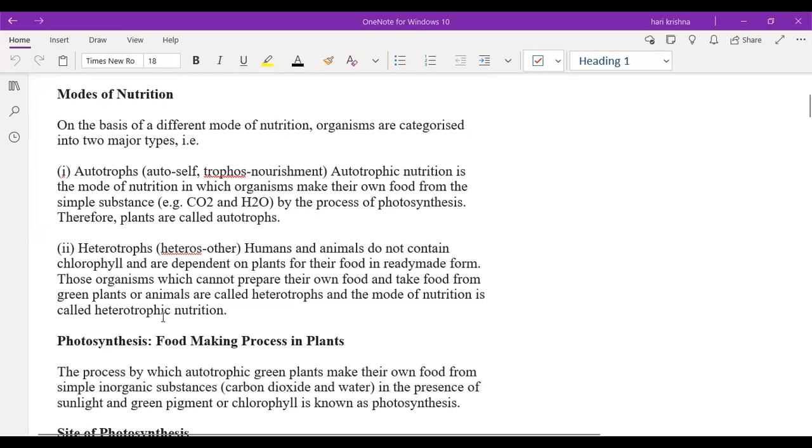So the next one is the photosynthesis process. Now tell me the equation for photosynthesis. What is photosynthesis? The process by which green plants make their own food in the form of simpler substances. The equation is very important.